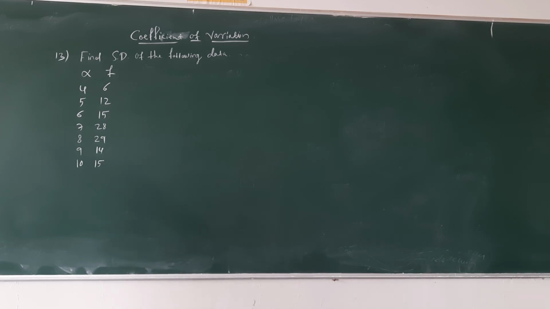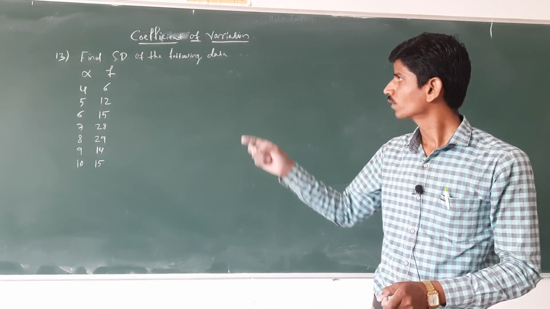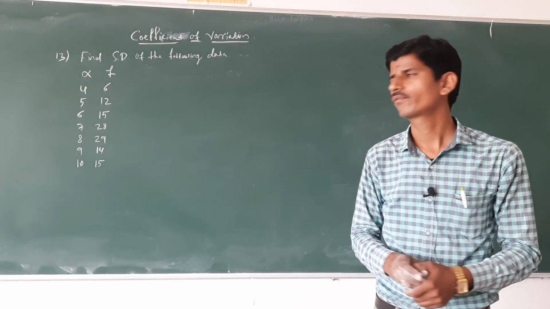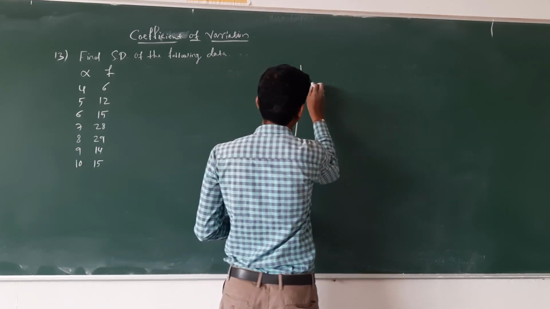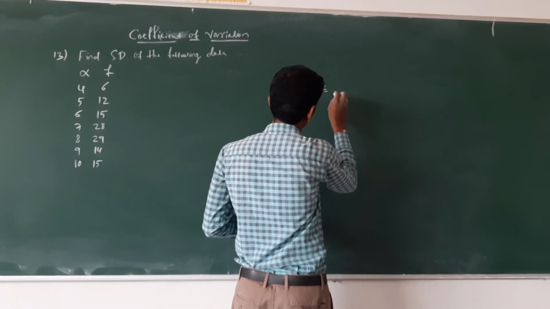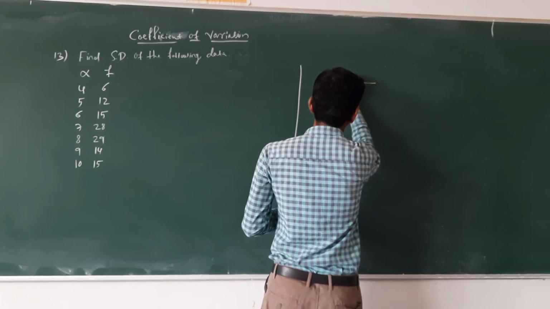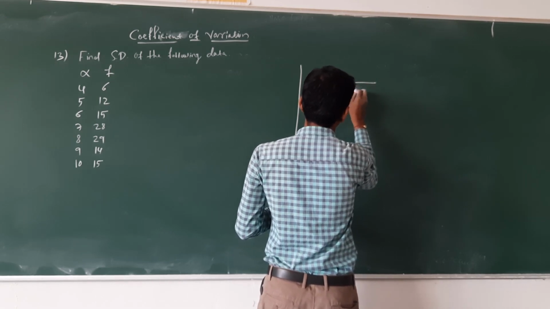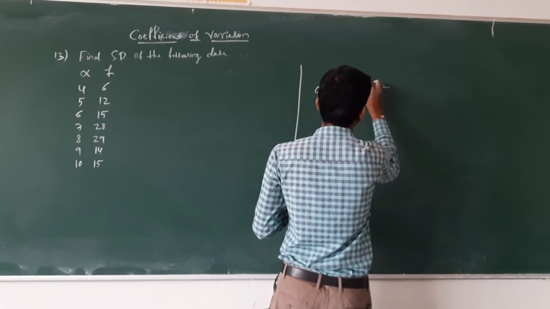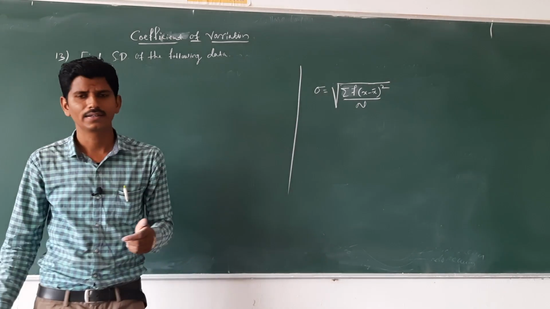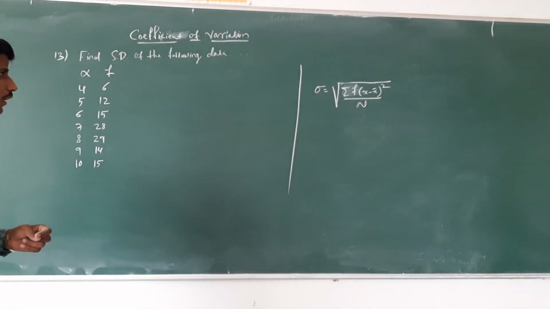Here the data are of type grouped data. In this case, they are given x with respect to f values. We have to use the discrete formula, that is sigma equal to square root of sum of f into x minus x bar whole square by capital N. Here they are given frequency, which means we have to use capital N. Okay, we want the x bar value.